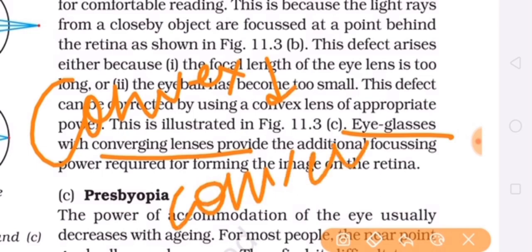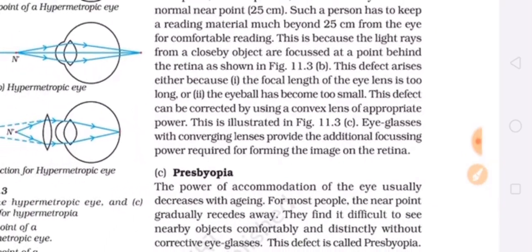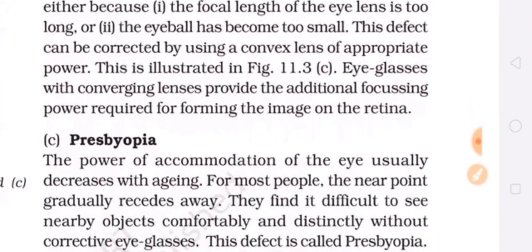So a converging lens will have less focal length. So we will use a convex lens in this case to correct this defect. So then the image will again be formed on the retina. So this was all about hypermetropia. In the diagrams also you can see the image was formed behind the retina in the hypermetropic eye. Now it is forming at the retina by using the convex lens.